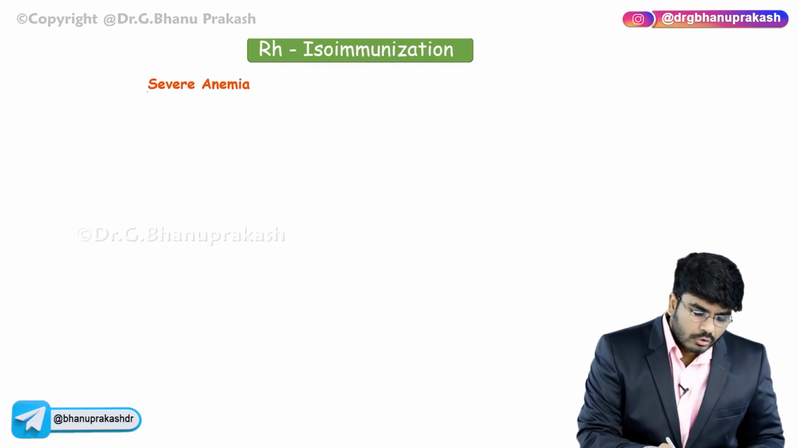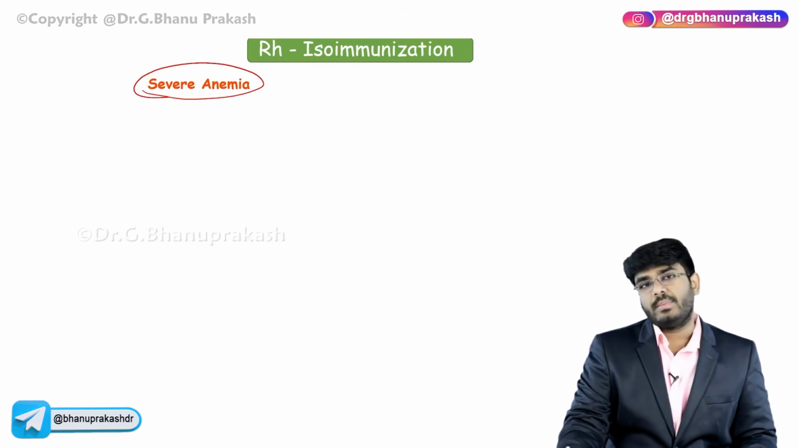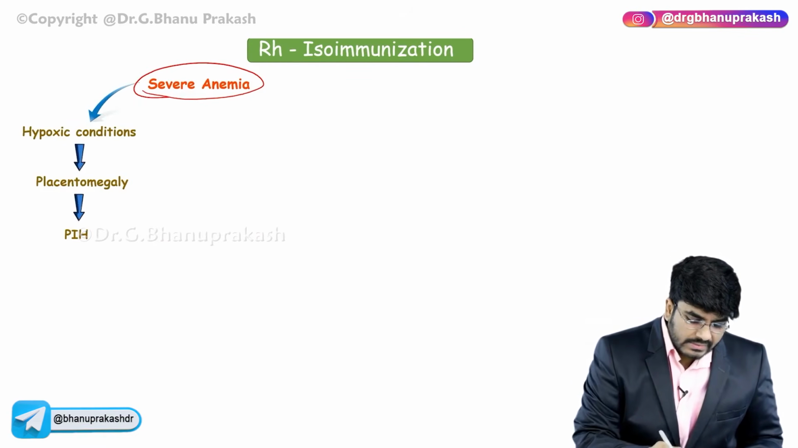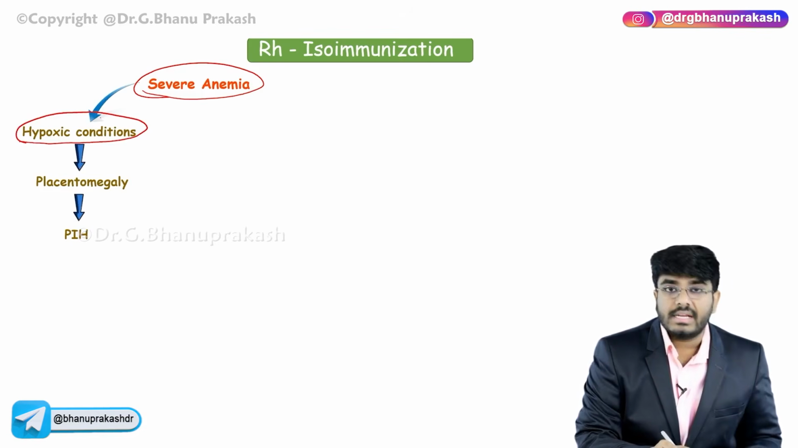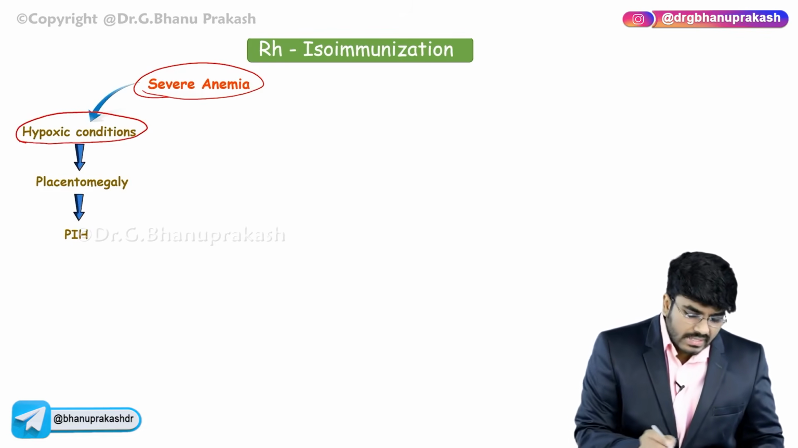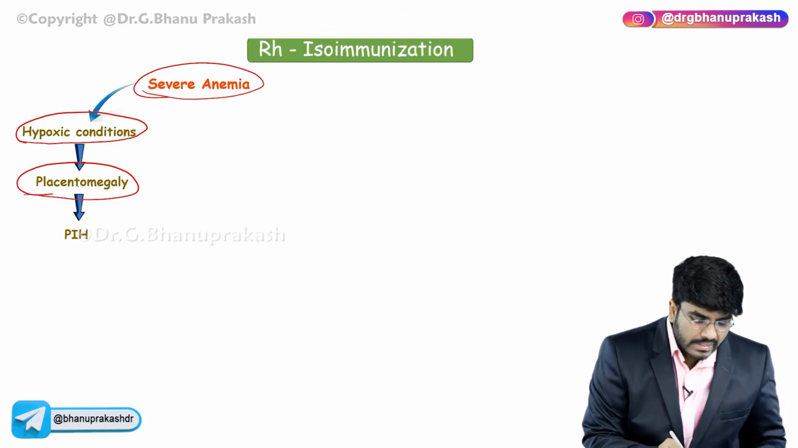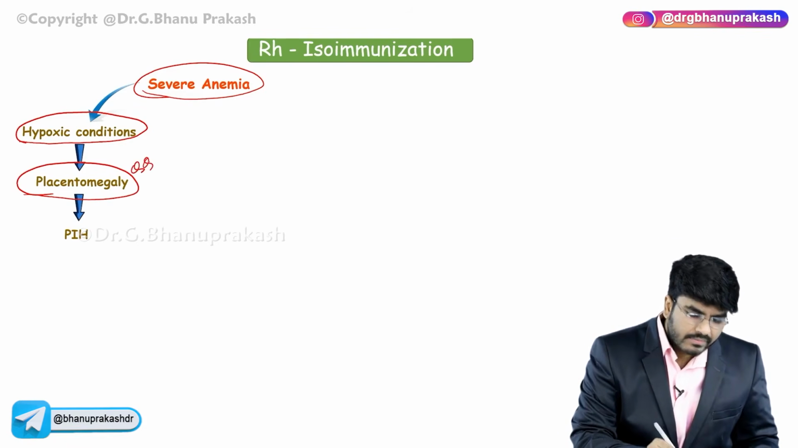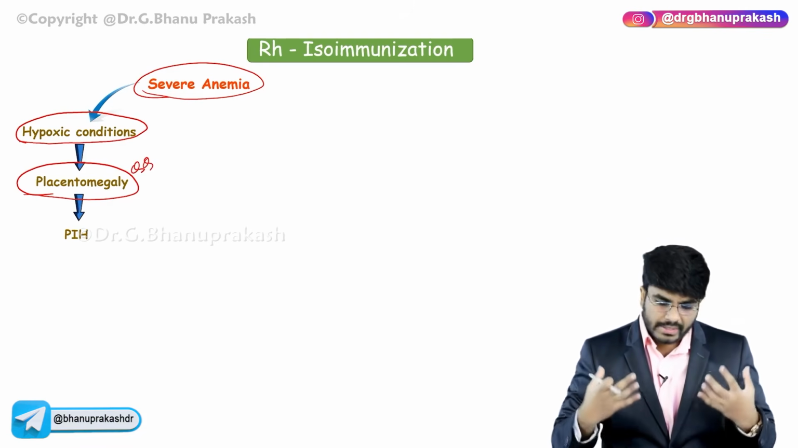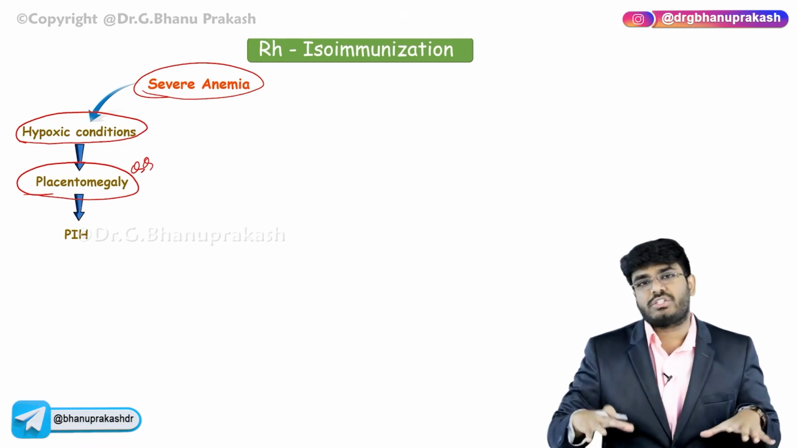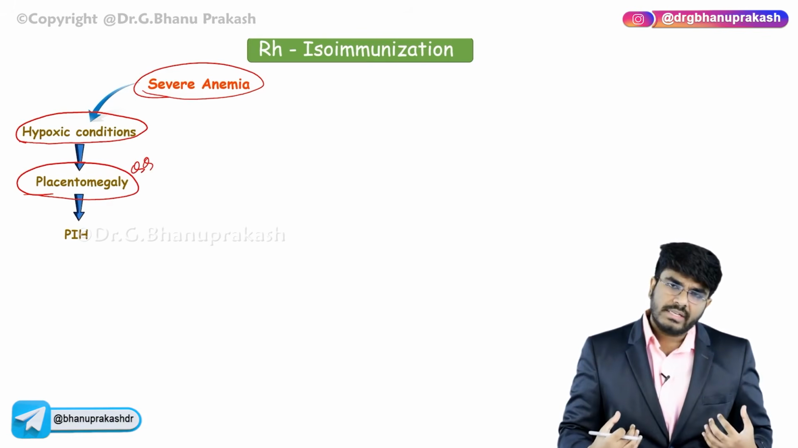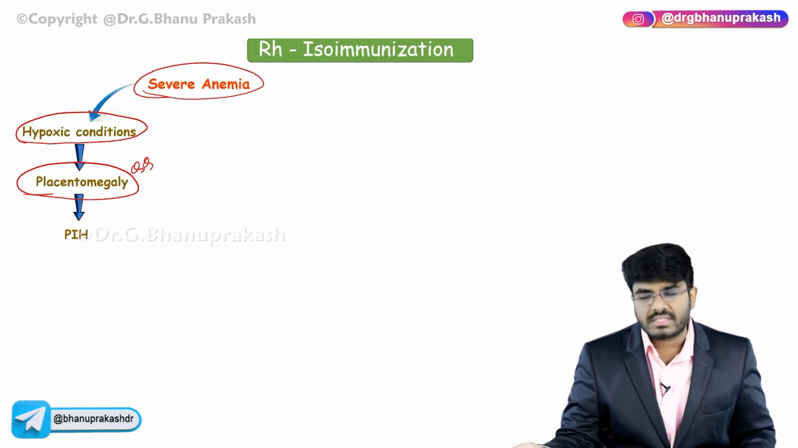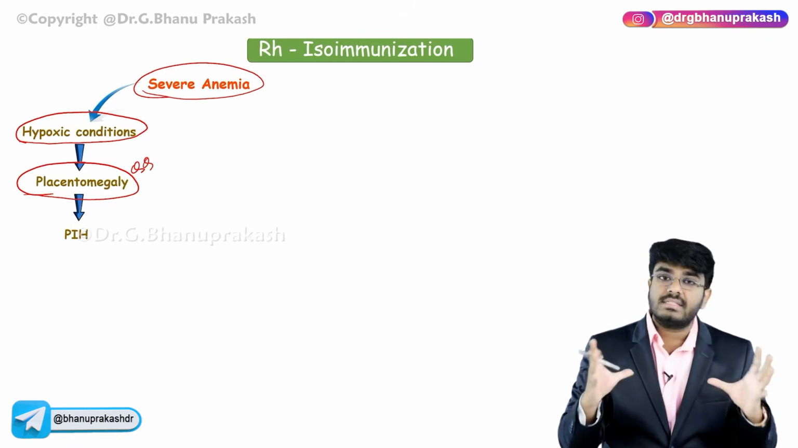Now, there are two more important complications because of the severe anemia. What all can be seen in this RH isoimmunization? See, severe anemia is going to develop hypoxic conditions in the baby. Am I right or not? Yes. Now, these hypoxic conditions will lead to placentomegaly. Why? Because the placenta is the site of oxygenation for the baby. Already because of the RBC destruction, hypoxic conditions are developing. So, to compensate for that, on one side extramedullary hematopoiesis is happening, and on the other side placental size is also increasing.